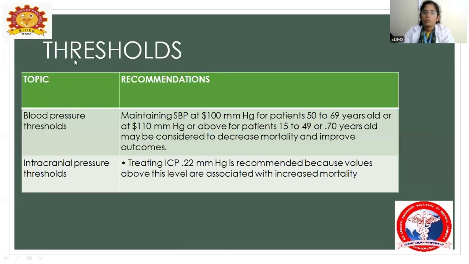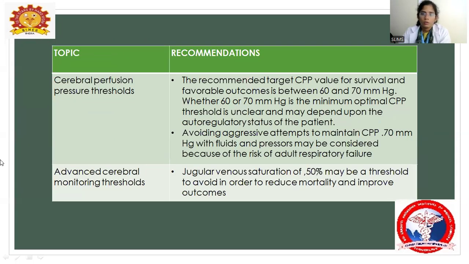Okay. So what are the thresholds? The BP threshold is systolic blood pressure more than 100 millimeter of mercury for 50 to 69-year-olds, and 110 millimeter of mercury or above for patients 15 to 49 years old. The intracranial pressure threshold is ICP less than 25 is recommended.